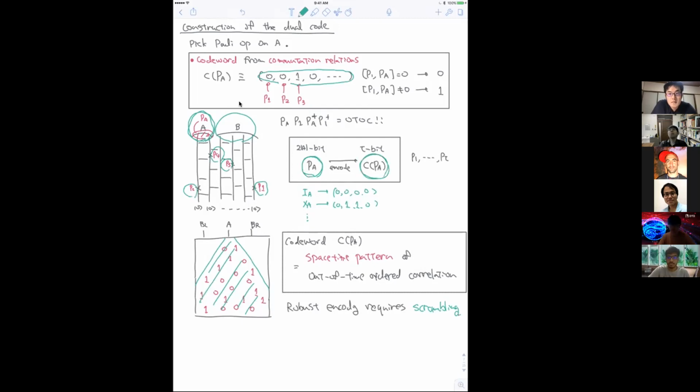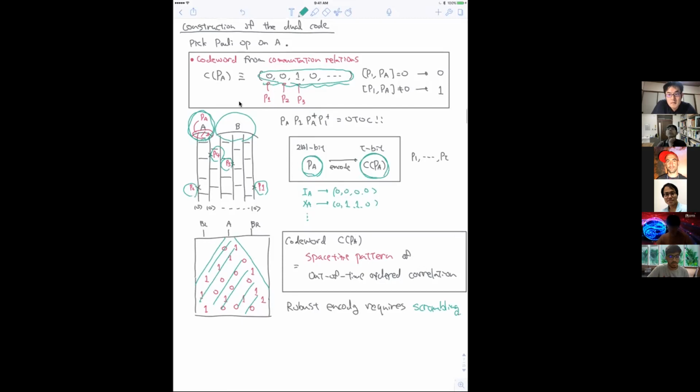That is my classical error correcting code. So my code word, this sequence, is just a record of commutation relations. Now you can already see that in order for this classical error correcting code to be robust against noise, you need scrambling, because without scrambling, these code words will be all 0, right? But we want some non-trivial code word, so we need scrambling in order to have a robust encoding. So this is the definition of the code I'm considering.